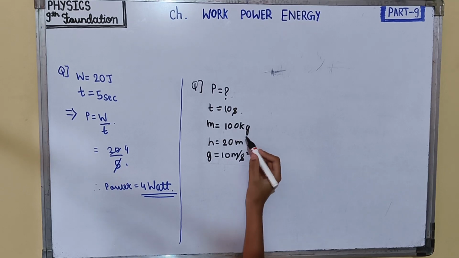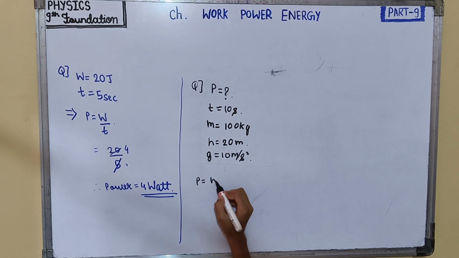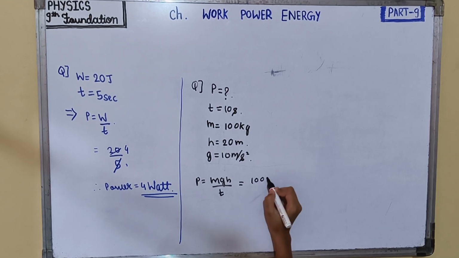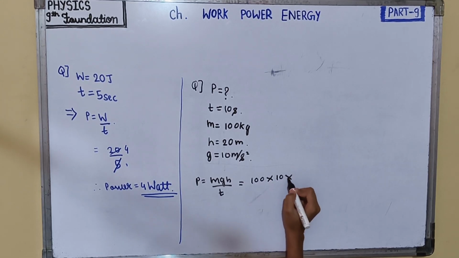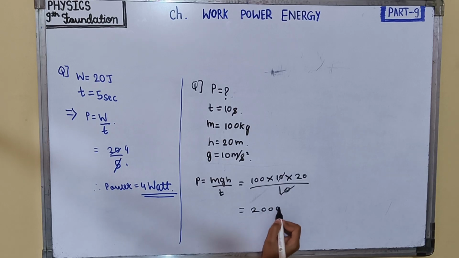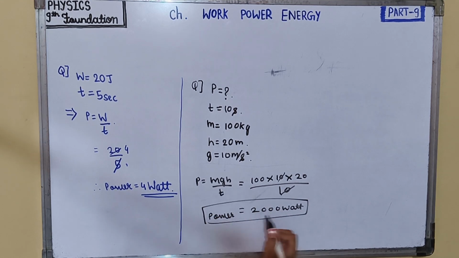Now, in this question, we will put the formula P is equal to mgh upon T. M is given 1000, into G is 10, into H is 20, and time is also given, 10. The 0 will get cancelled, we will get 2000. 2000 watt is the power. Therefore, this is the answer.